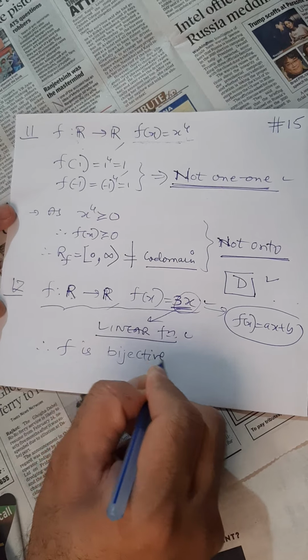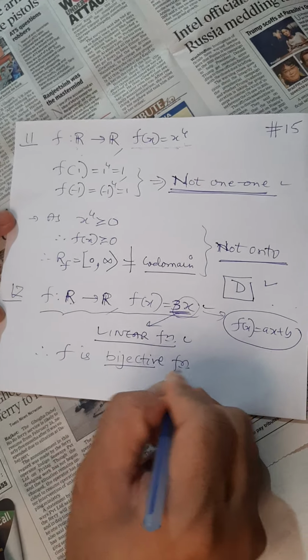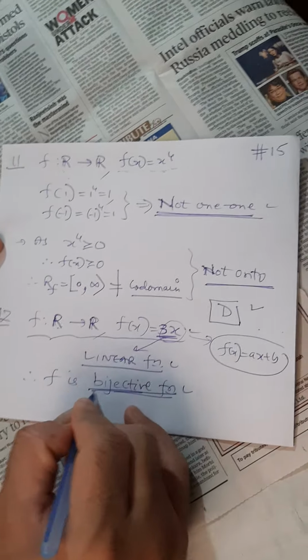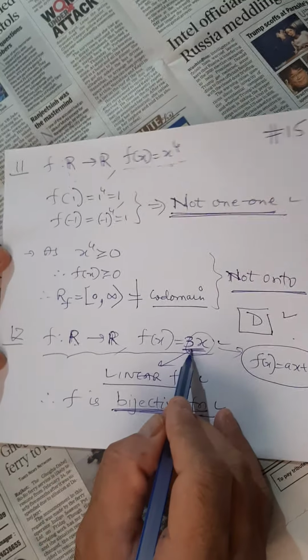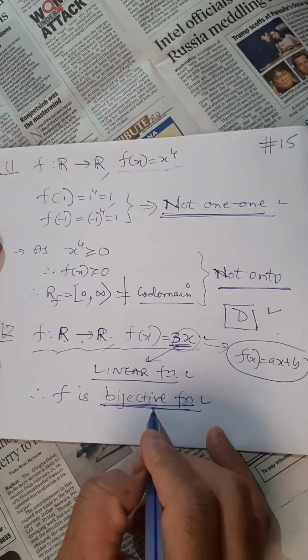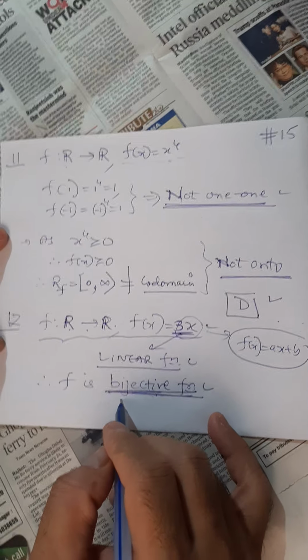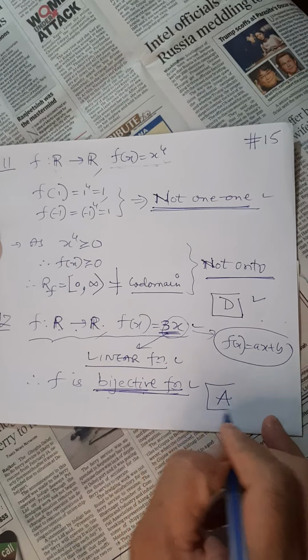Every linear function from R to R is always bijective. So bijective means one-one and onto. So the correct option is A.